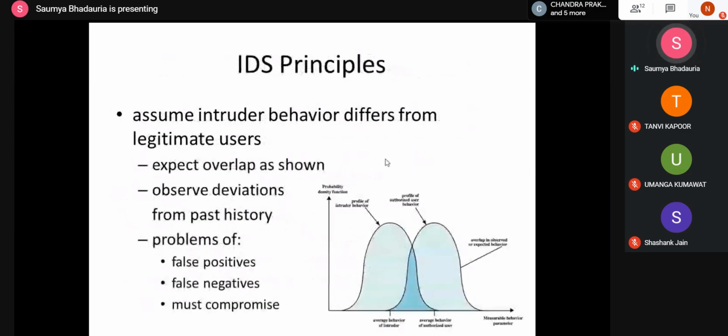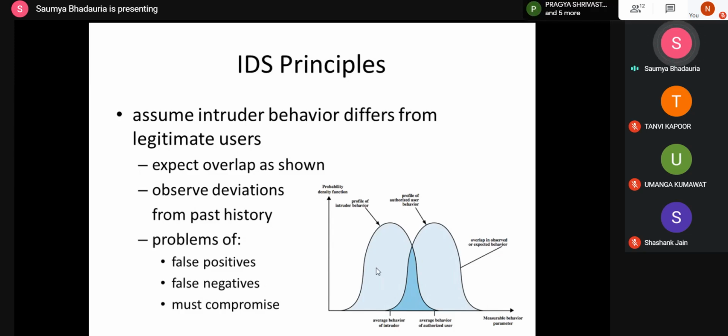See from the figure over here, there is a graph which plots the user's behavior with the probability density function. You can see that the typical behavior of an intruder differs from that of an authorized user. However, there is a slight overlap over here, which is the dark blue, in the behavior of both the authorized user and the intruder.